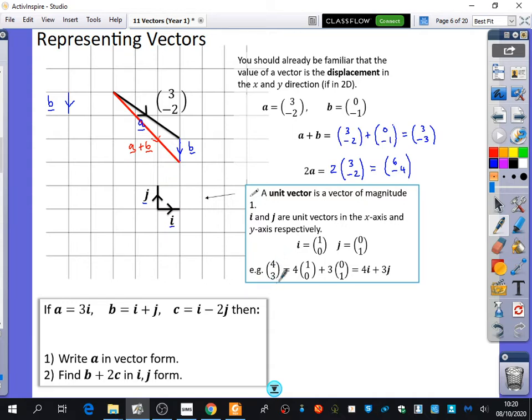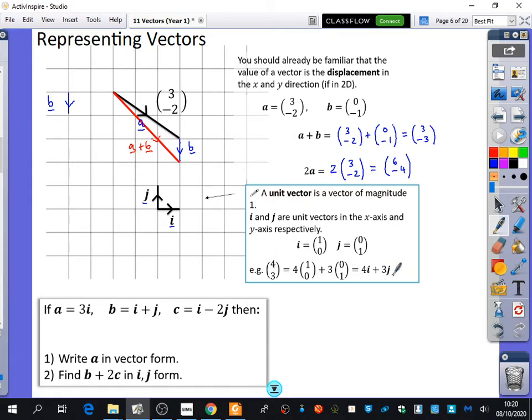So the vector (4, 3), which means go 4 to the right and 3 up, I could break that down as go 4 lots of one space to the right plus 3 lots of one space going up. So that is 4i plus 3j. So it's really just trying to say something that's pretty obvious here, that this column vector, which is (4, 3), can be written as 4i plus 3j.